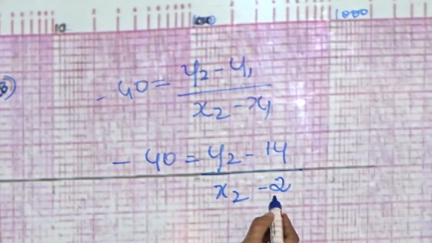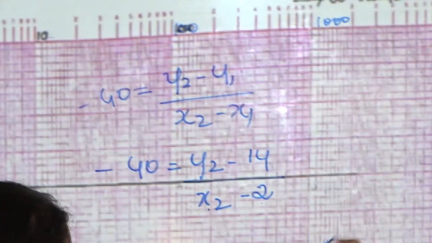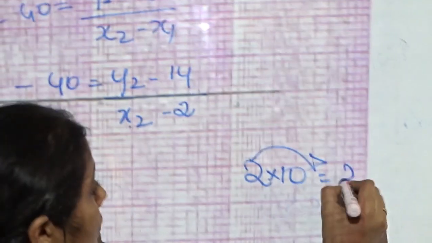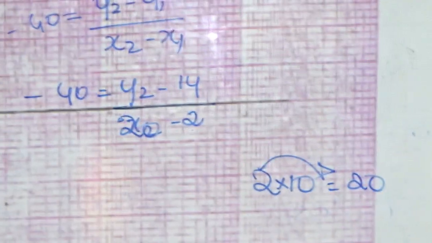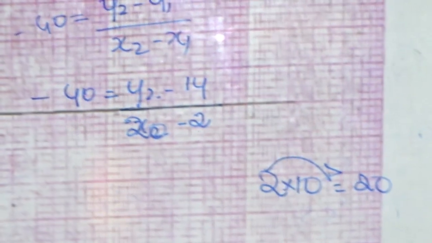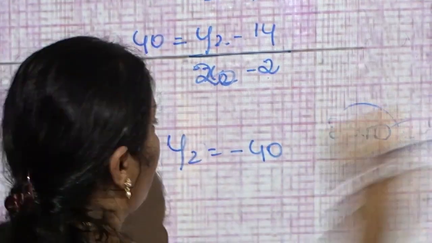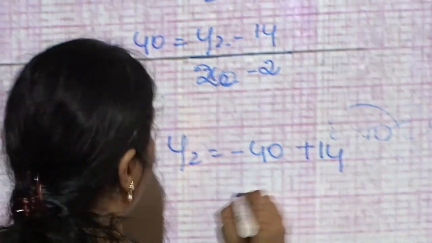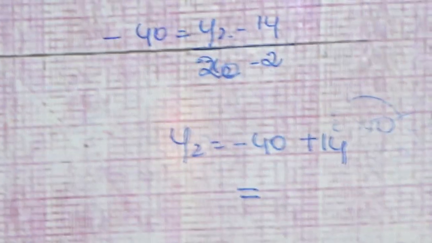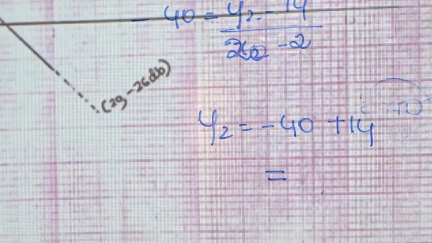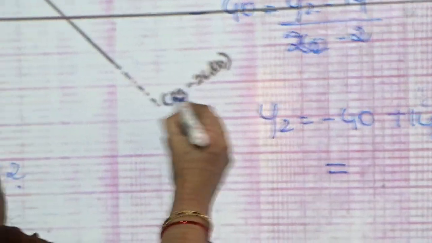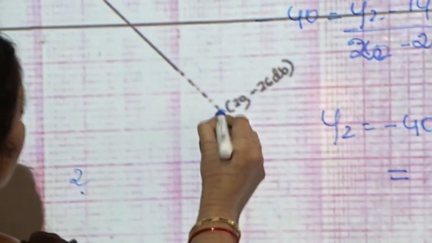If I have to have a decay, what? Multiply by 10, so this will be 20. But what is the y2 value? Y2 is going to be minus 40 plus 14. Minus 40 plus 14, how much is that going to give you? It is going to be minus 26. See, at 20, minus 26, mark a point.